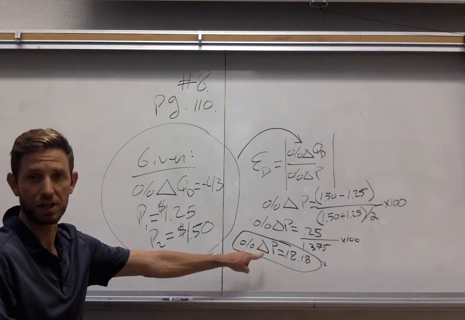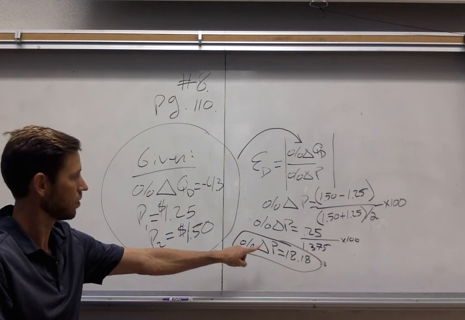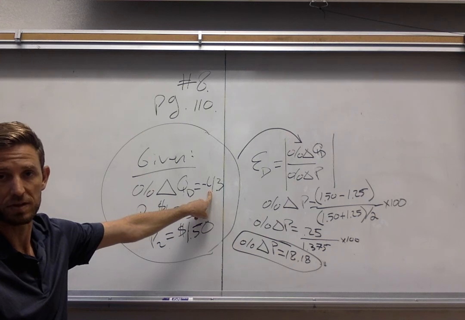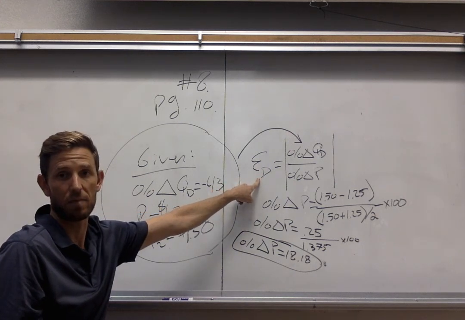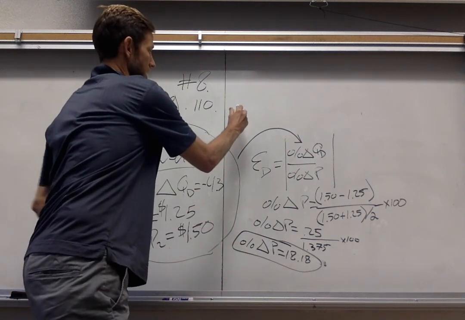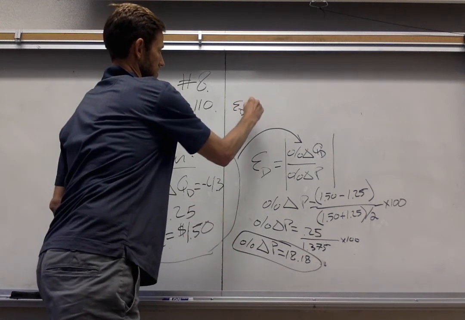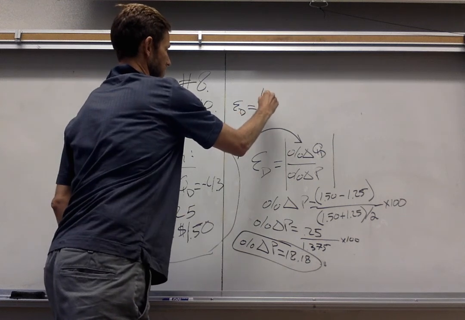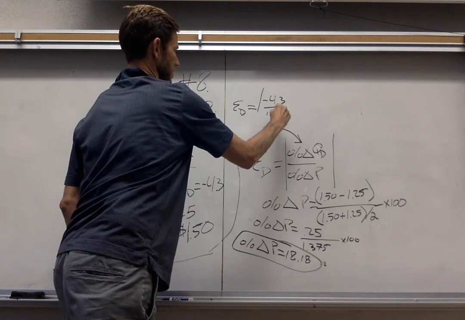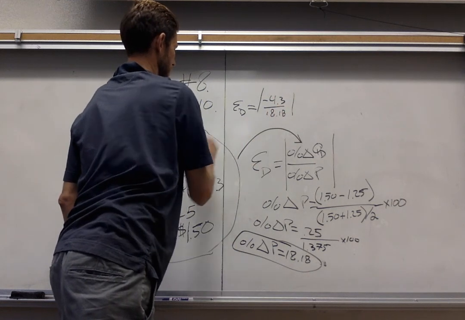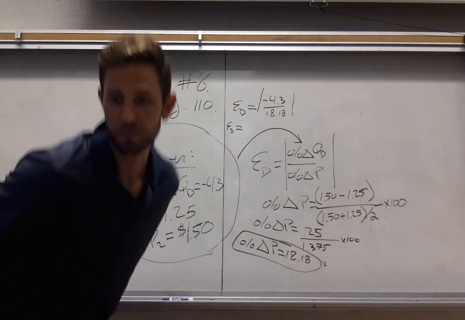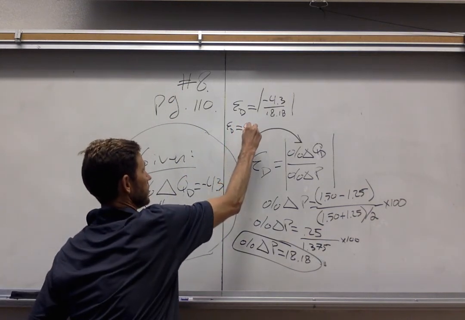So with this percentage change in price, we're going to use that in combination with the negative 4.3, the percentage change in quantity, to get our big answer here for elasticity of demand. So the elasticity of demand is going to be the absolute value of negative 4.3 over 18.18. So price elasticity of demand is going to come to 0.24.